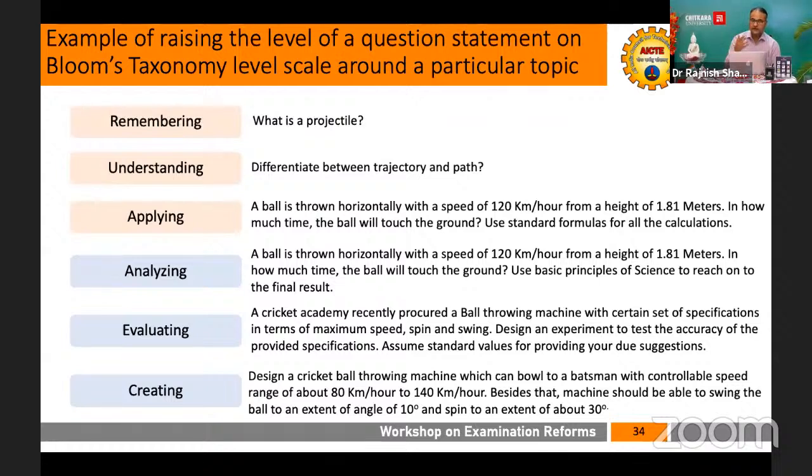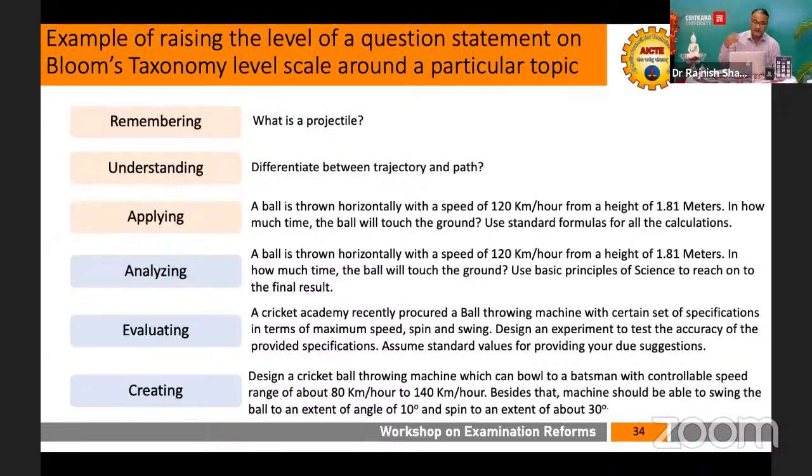So the Cricket Academy recently procured a ball throwing machine, and they gave some specifications that this bowling machine can bowl at a maximum speed of say 140 km/h, and it can swing the ball with an angle of say 10 degrees or so. What the student is expected to do is think how exactly, if this machine is required to be tested, what kind of testing mechanism should be put in place. So it is evaluating. He first needs to evaluate the performance of the machine and accordingly think of an experiment, a situation in which the performance of this particular machine can be tested.